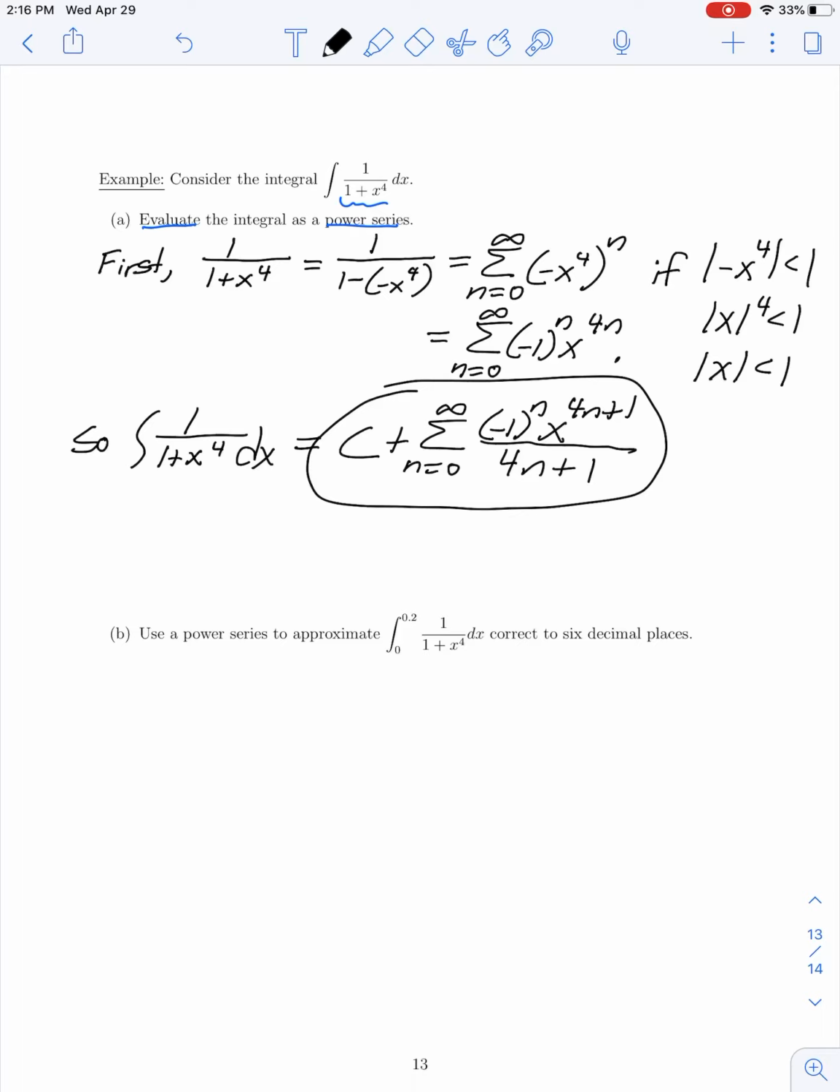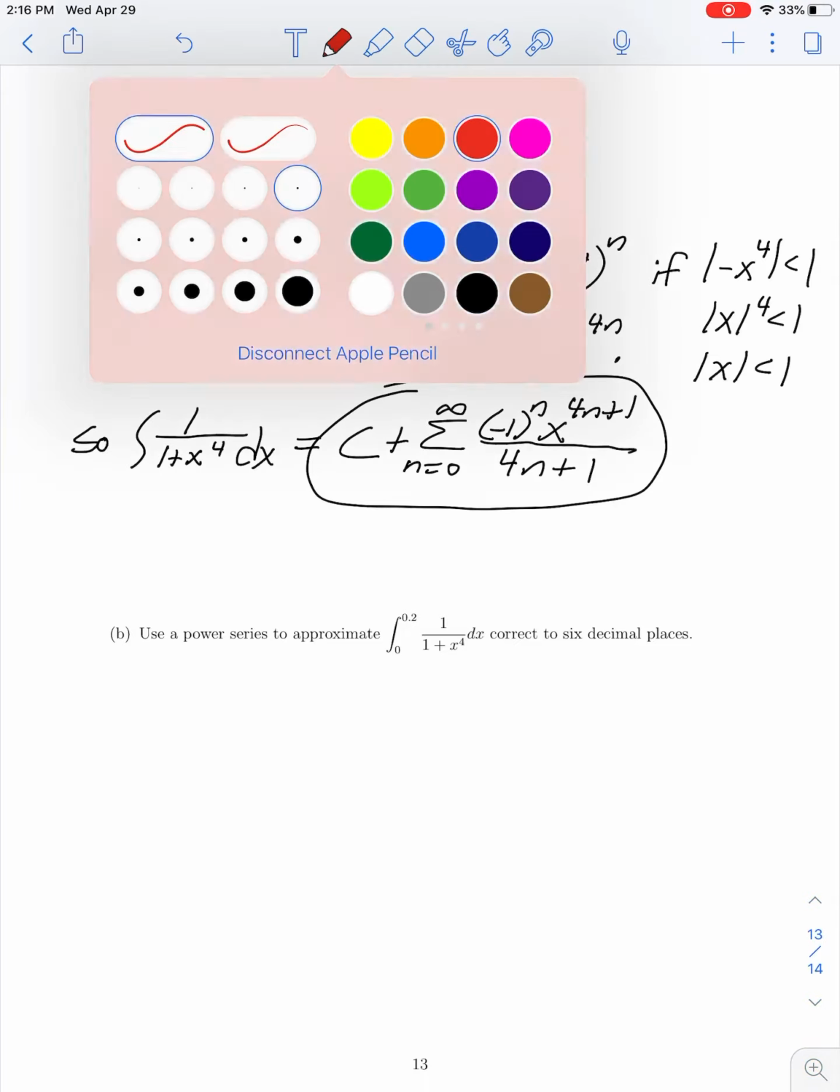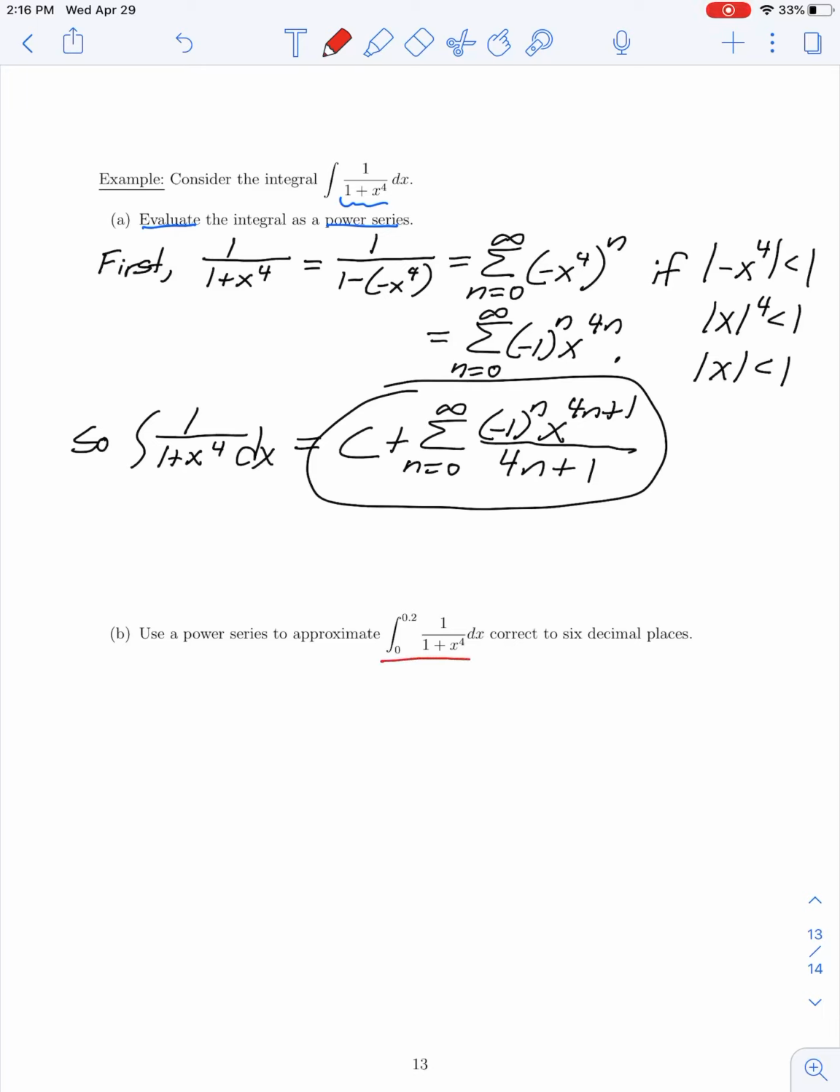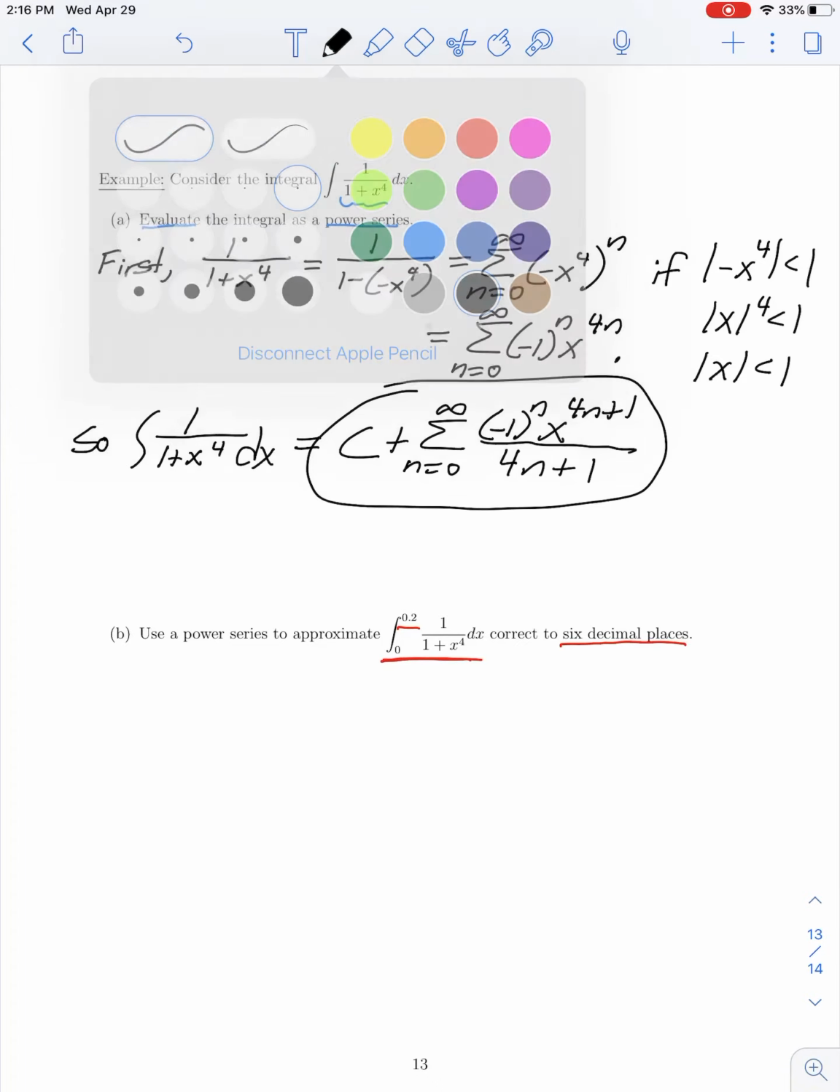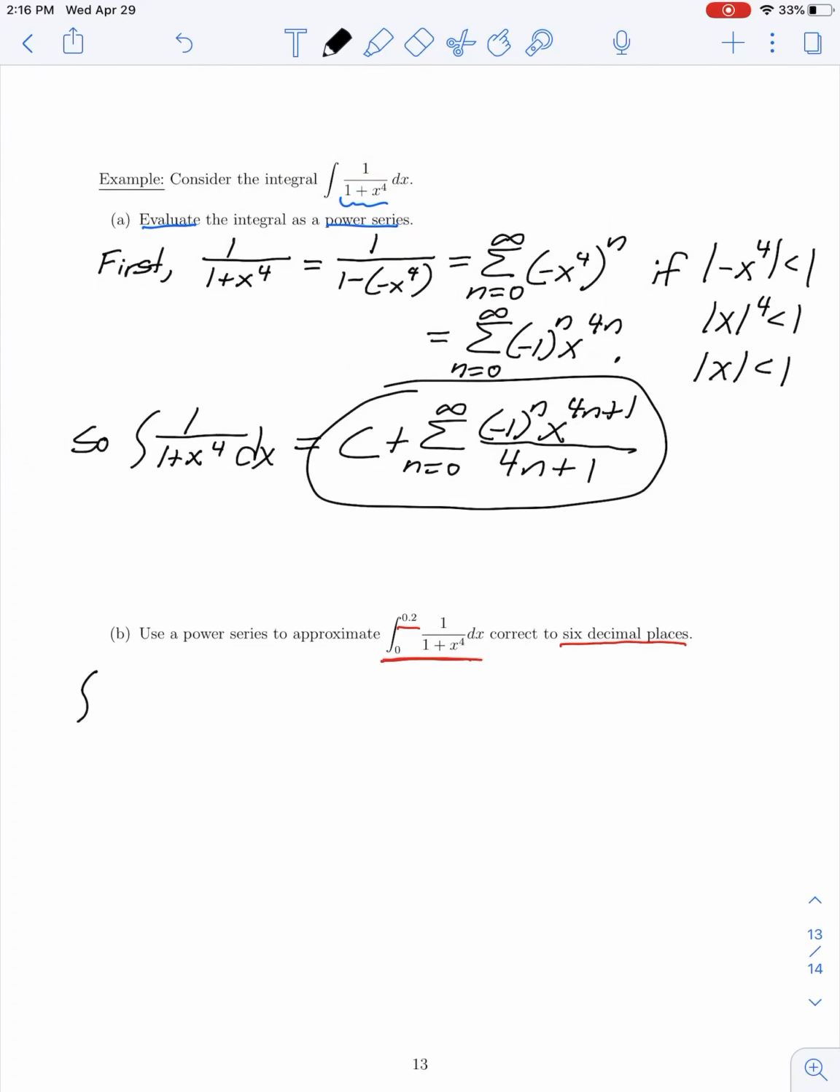Now, in the next part of this problem, we are told to use a power series to approximate the value of the definite integral of that same function from 0 to 0.2, or 1/5, and we need our approximation to be correct to within 6 decimal places. So let's think about how to do this. We're trying to evaluate a definite integral from 0 to 0.2 of our function, 1 over 1 plus x to the fourth dx.